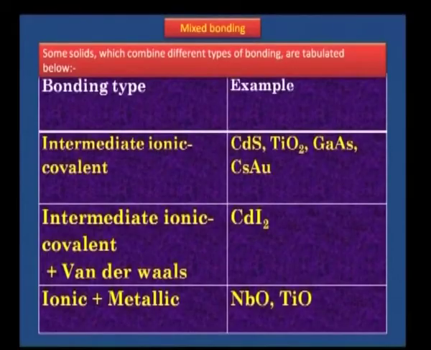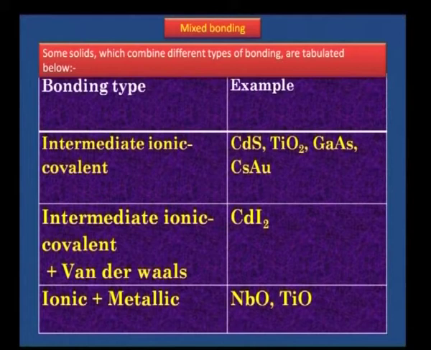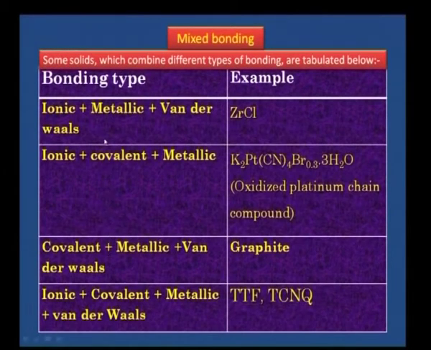Then intermediate ionic, covalent and van der Waals. The three bondings are present in CdI2, cadmium iodide. Then ionic and metallic are present in niobium oxide and titanium oxide. Then ionic, metallic and van der Waals, all the three bondings, are present in zirconium chloride. Then ionic, covalent, metallic are present in some of the systems like this, which are coming under the oxidized platinum chain compound. Then you know graphite has the three bondings, covalent, metallic and van der Waals.